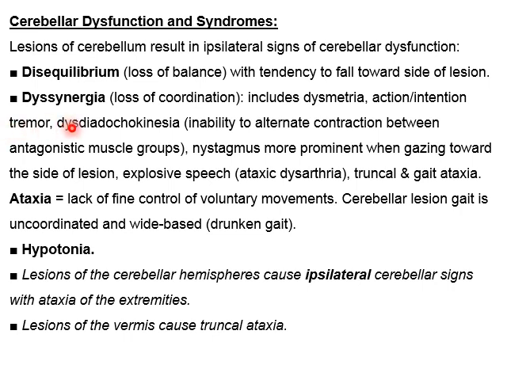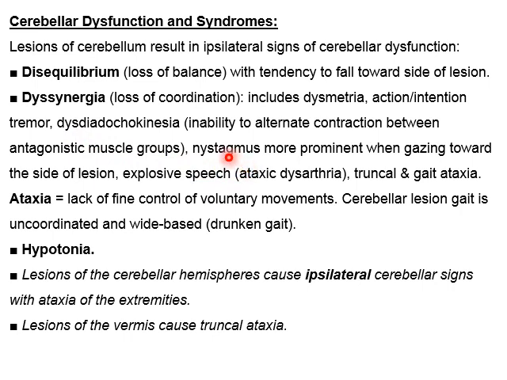The other loss of coordination is called dysdiadochokinesia. This term means inability to alternate contraction between antagonistic muscle groups. So if you ask the patient to do pronation and supination of his hand, he will not be able to do it. He will do flexion, extension, medial rotation, lateral rotation, but he will not reach the actual performed task, which is doing pronation and supination. There is nystagmus.